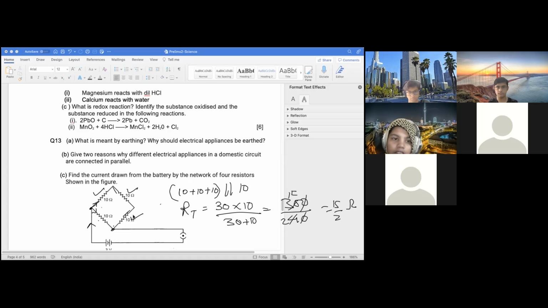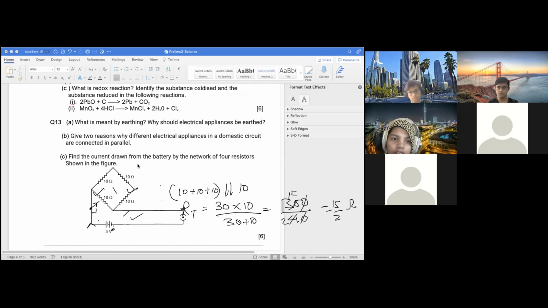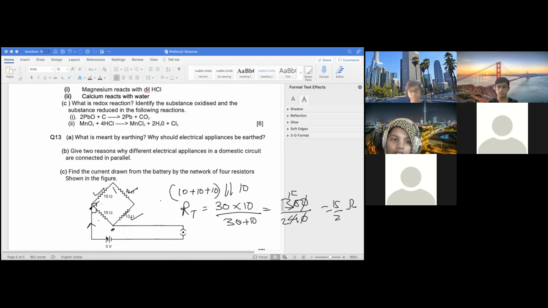So it is 15 by 2 ohms. Now what is asked? Current is asked, right? Find the current drawn. So how much will the current drawn be? Total 3 divided by 15 by 2. So 2 by 15. 3 5s are 15. So 0.4 ampere is the current. That is the answer.